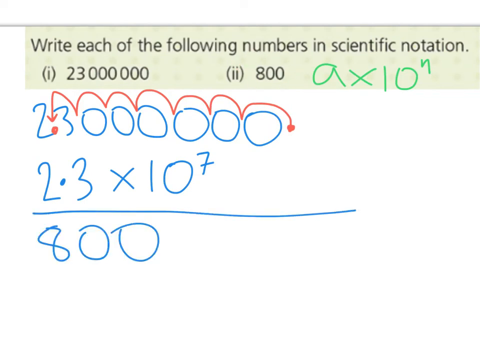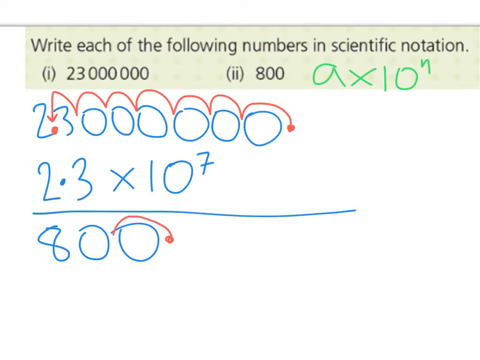Next we have the number 800. So we do the exact same thing. 800 is a whole number, so the decimal happens to be right here. It's an invisible decimal because there is none. So I start off by writing in my invisible decimal. Now I want to move that decimal point so that it's in between the first and the second digit, so that the number that I have is somewhere in between 1 and 10.